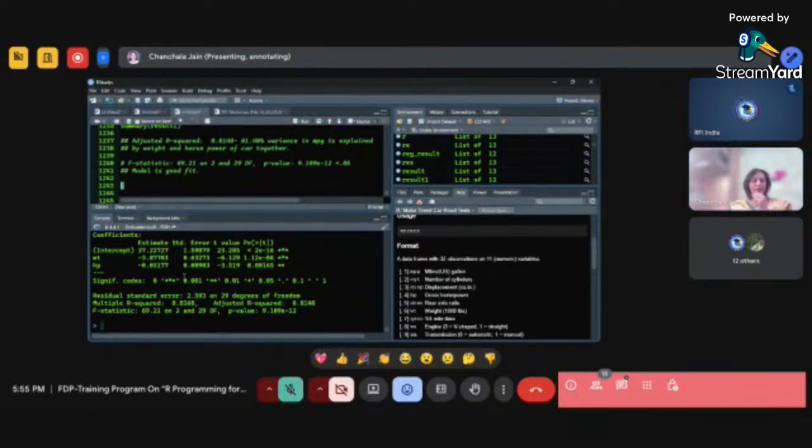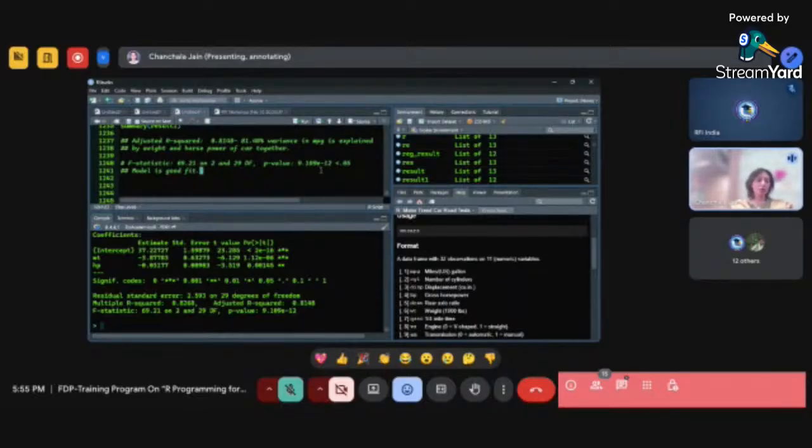Ma'am, could you please repeat how you conclude? I missed it. Okay. I said the F statistic value is this. Degrees of freedom are 2 and 929. And the p value is 9.109 e minus 12. So I've said you need to look at the p value.